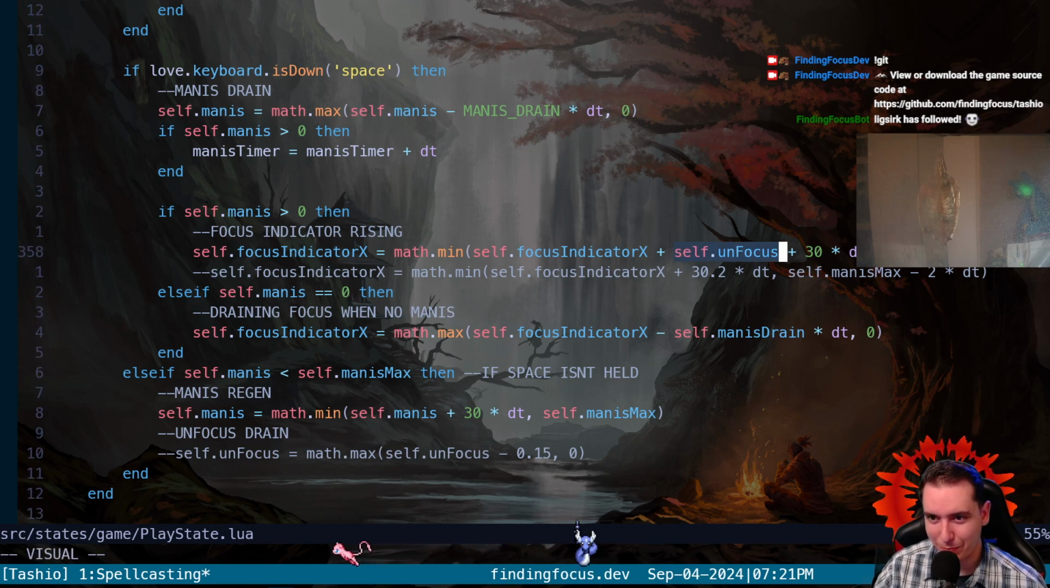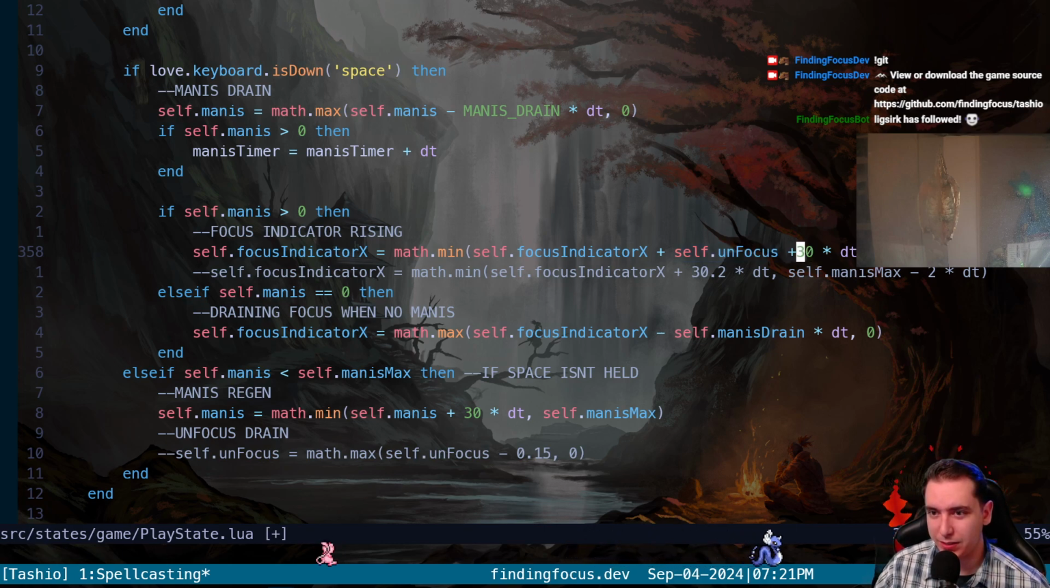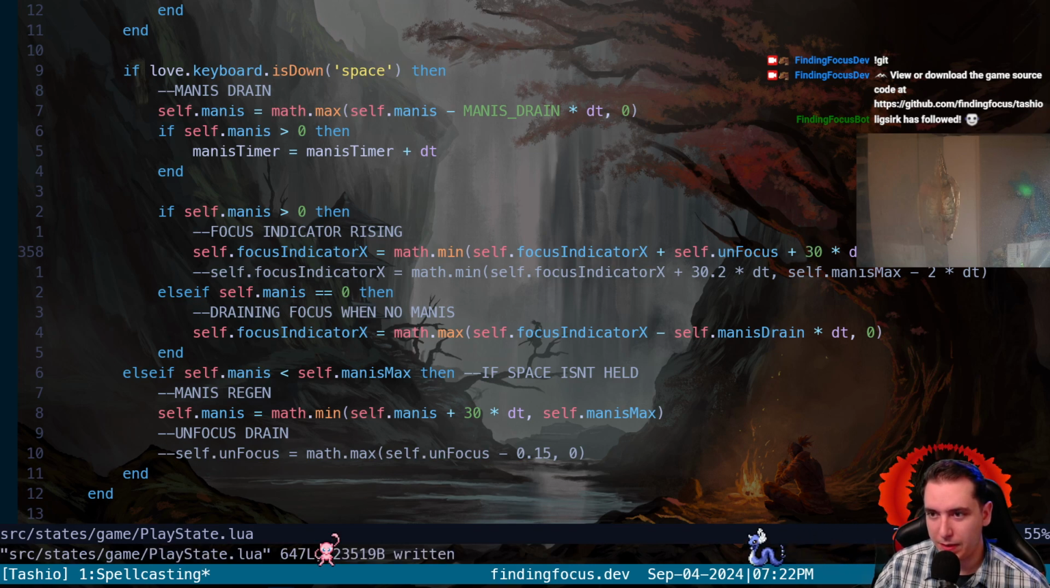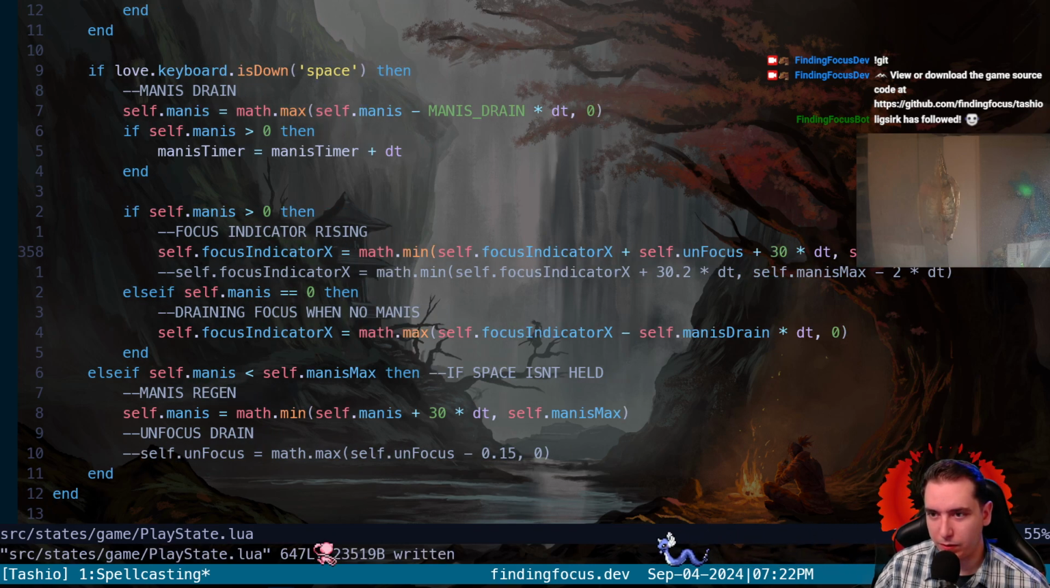This is such a bad name for this. But we add our unfocus, and then we add a constant that we scale by delta time. And then we also give it another value, which is... See, I don't know what this is. Why? Self.max minus 2 times delta time. Where the hell does that come from?